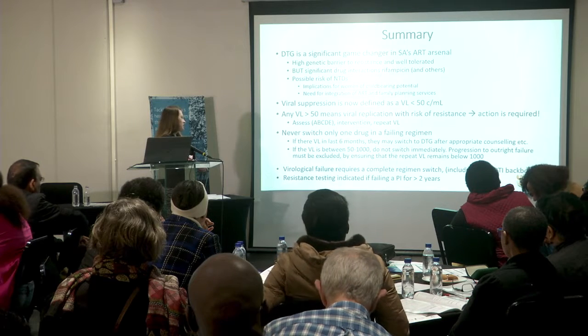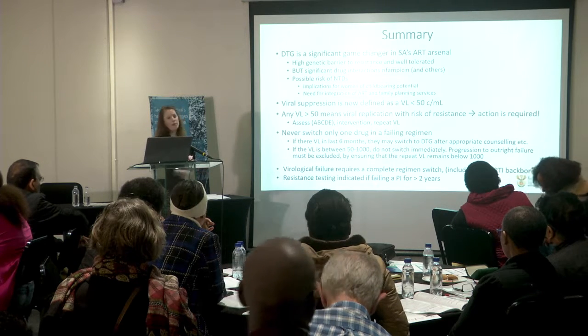And resistance testing is indicated if a patient is failing a PI for 2 years with 3 high viral loads. That's in adults, and in children if they're failing either dolutegravir or a PI for 2 years with 3 high viral loads.